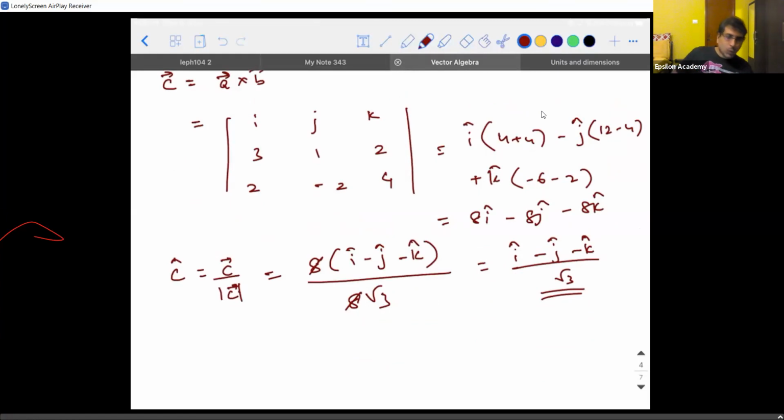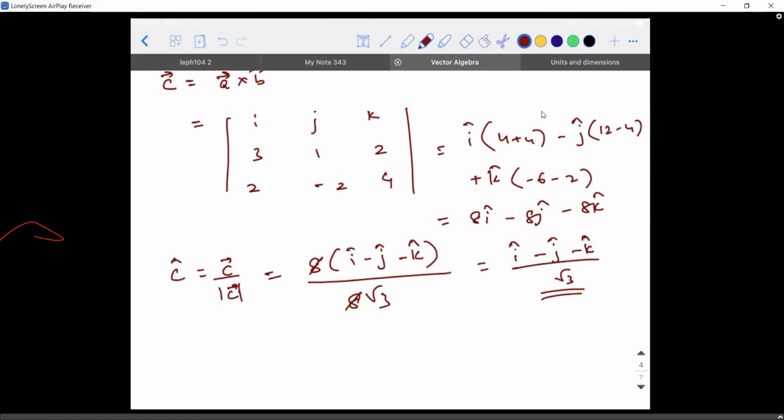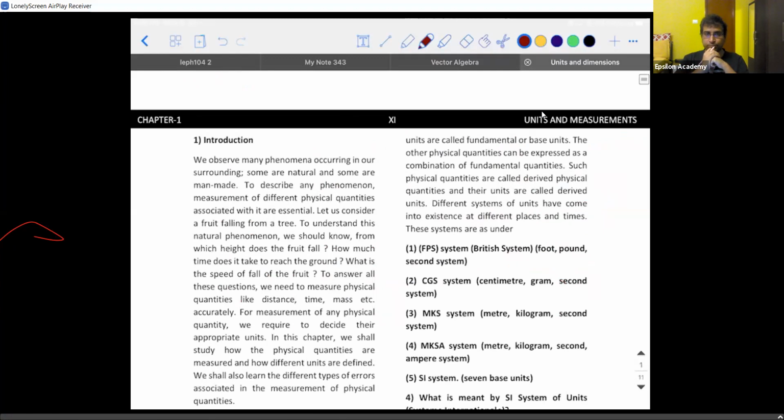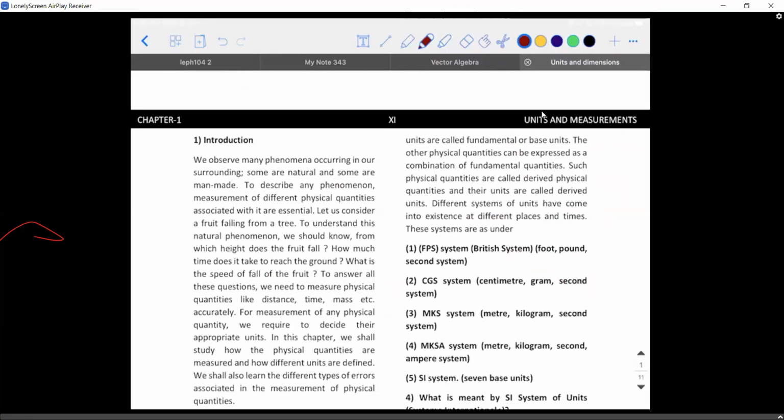Now we'll get started with the new chapter. So what is the second chapter, guys? If I'm not wrong, that is the chapter with which they would have started in your school. So I've sent the lesson notes for units and dimensions. That is going to be the next chapter we are going to deal with. So shall we get started? Yes, sir.